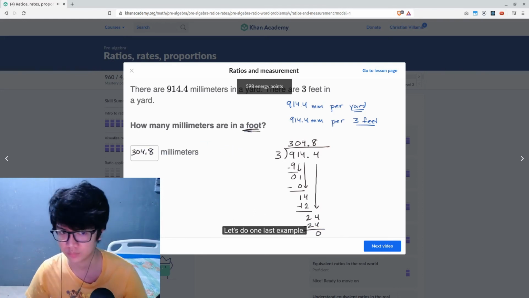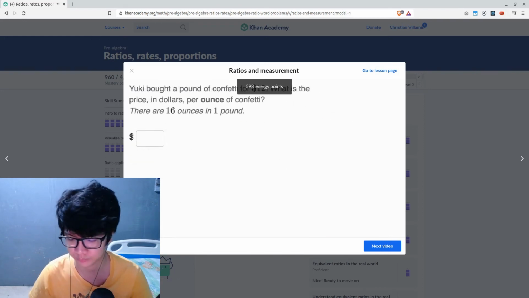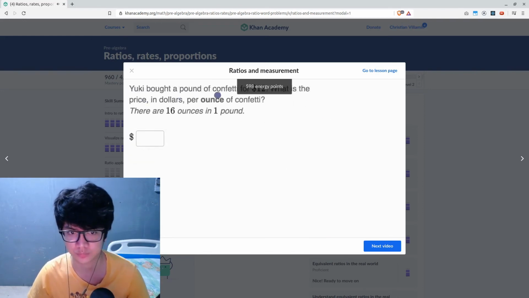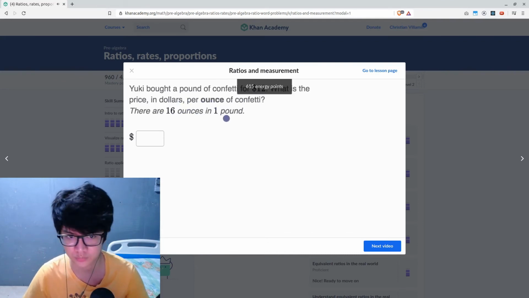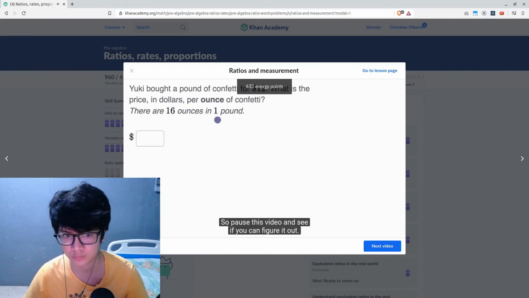Let's do one last example. Yuki bought a pound of confetti for $12. What is the price in dollars per ounce of confetti? There are 16 ounces in 1 pound. So pause this video and see if you can figure it out.